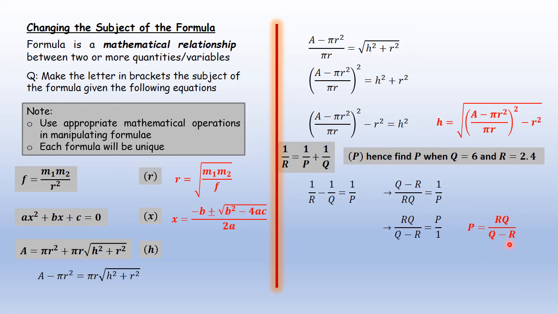And that is the subject of the formula. p is the subject of the formula at this particular point. We have p on one side and everything else on the other side. Now we're told to find the value of p when q is 6 and r is 2.4. We just need to put the values for q as 6 in this formula and r as 2.4. So we're going to have 2.4 times 6, all over 6 minus 2.4, and that's going to be 14.4 all over 3.6, and therefore p is simply going to be 4. And that is the answer.